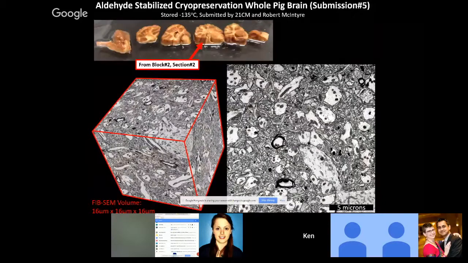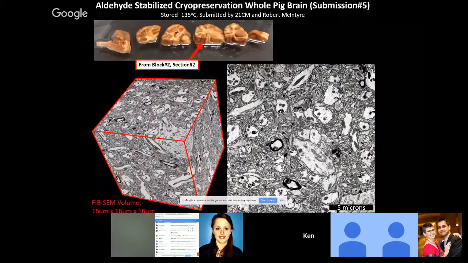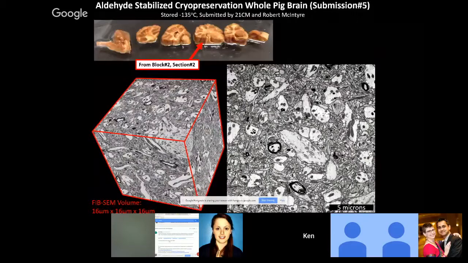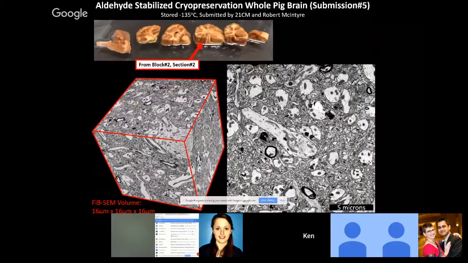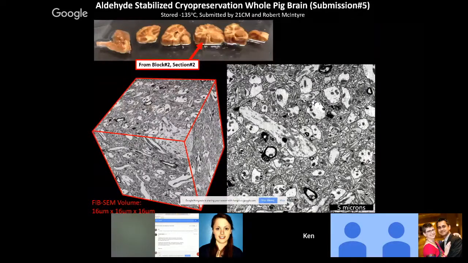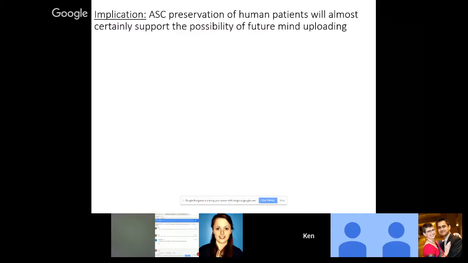This technique could just as easily have been performed on a human patient, and the result would have been a preservation of the structural and molecular information contained in that person's brain, and compatible with storage that can get that information to the distant future. So the implication of this that I want to stress is that ASC preservation of human patients will almost certainly support the possibility of future mind uploading.